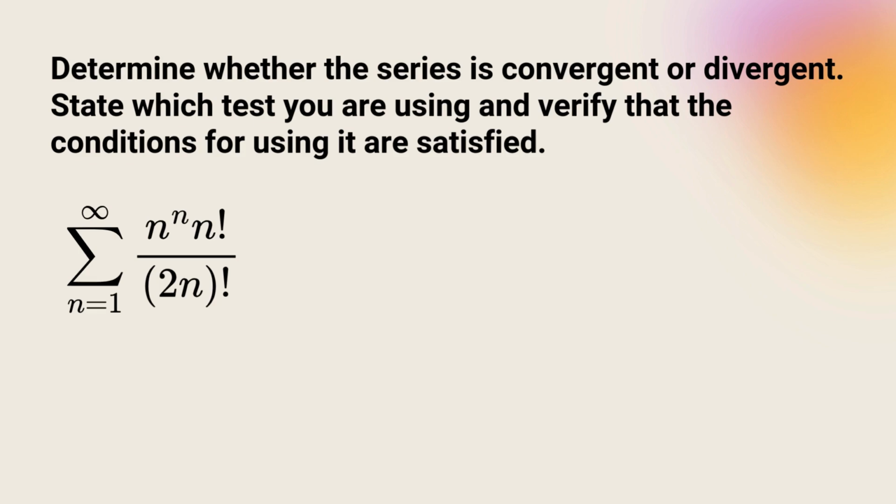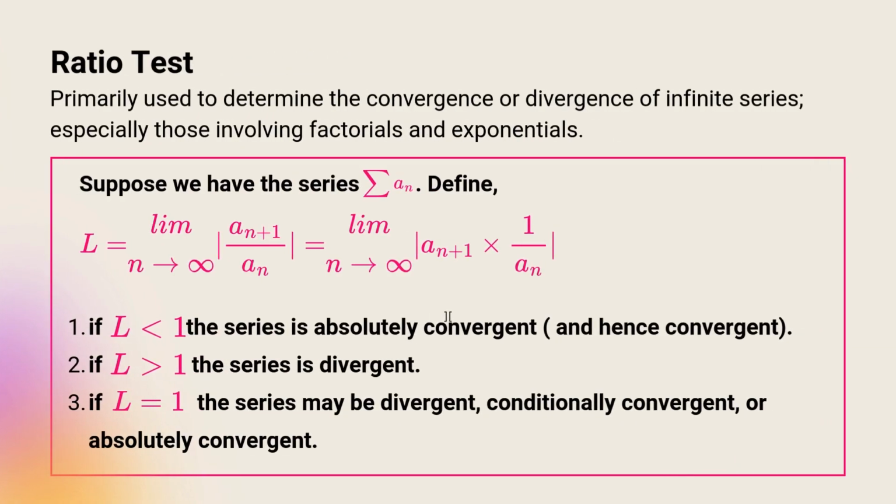So let's review what is a ratio test. The ratio test is primarily used to determine the convergence or divergence of infinite series, especially those involving factorials and exponentials. As we know, our question involves factorials in the numerator and the denominator. So it says, suppose we have the series a sub n, define the limit, which is the limit as n approaches infinity of the absolute value of a sub n plus 1 over a sub n.